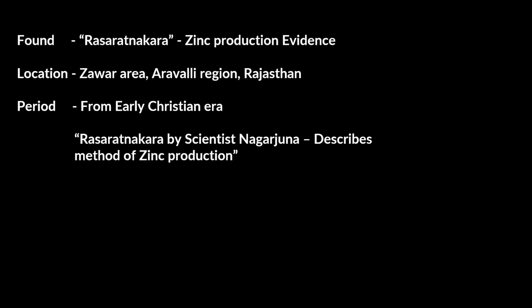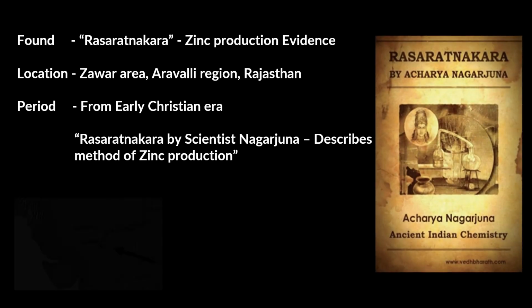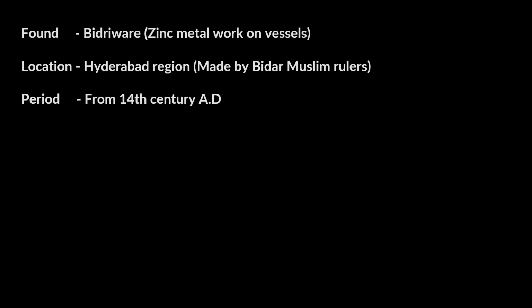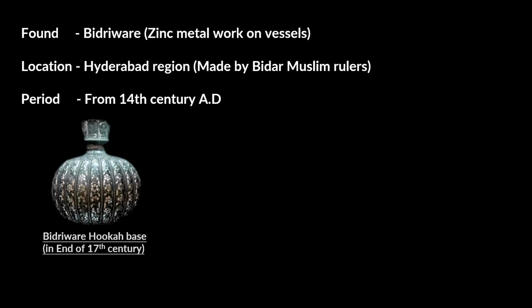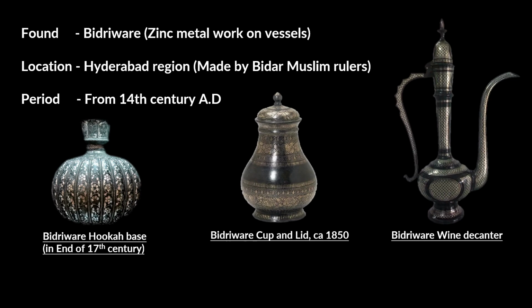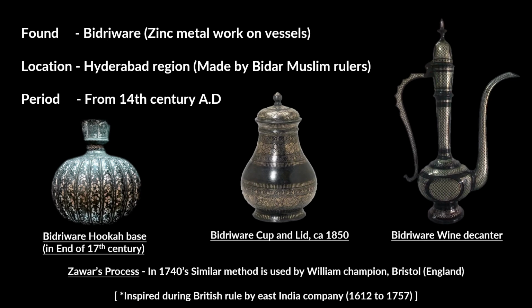Rasaratnakara by scientist Nagarjuna describes the method of zinc production which was located at Aravalli region of Rajasthan. The zinc metal work on vessels was located at Hyderabad region made by Bidar Muslim rulers, was found from 14th century AD.